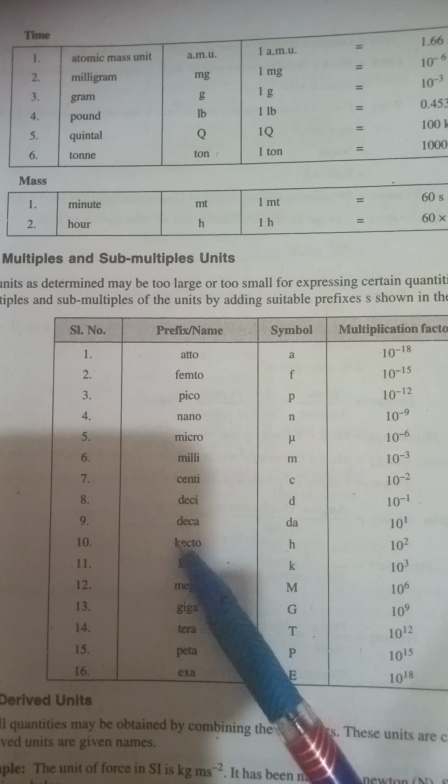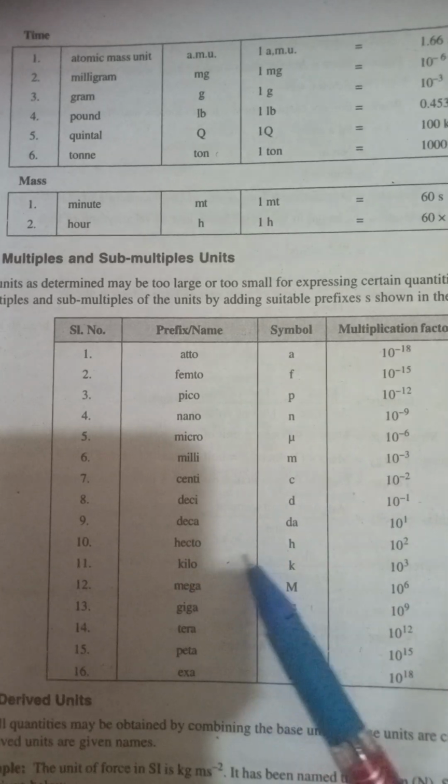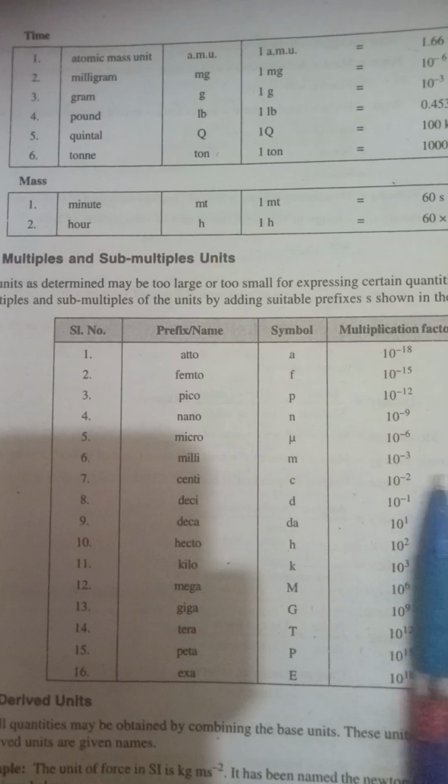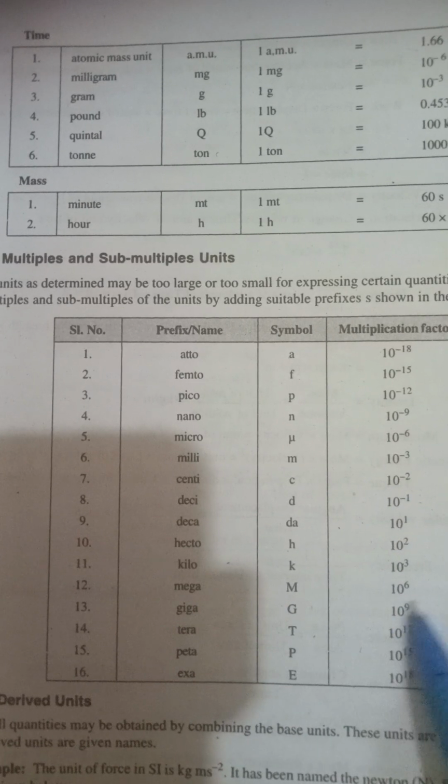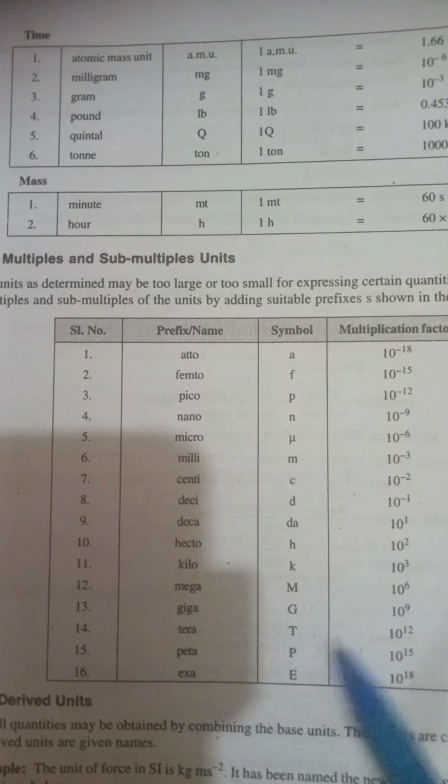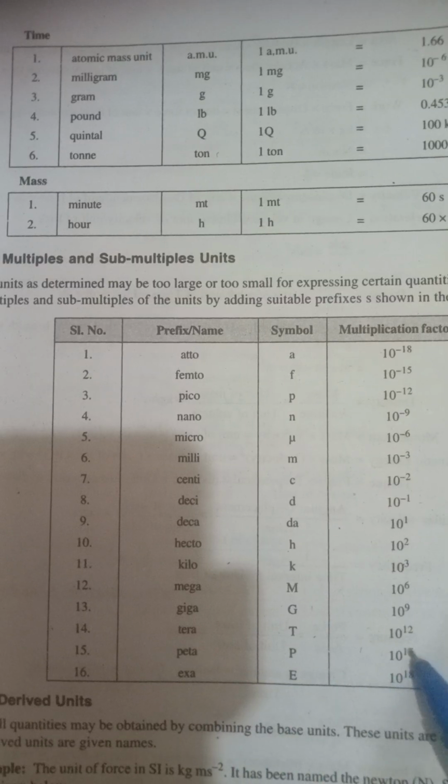deci 10 to the power minus 1, deca 10 to the power 1, hecto 10 to the power 2, kilo 10 to the power 3, mega 10 to the power 6, giga 10 to the power 9, tera 10 to the power 12, peta 10 to the power 15, exa 10 to the power 18.